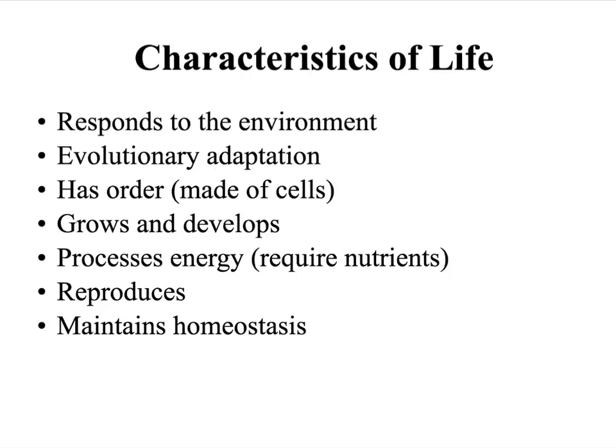The second characteristic is evolutionary adaptation. That's something that has to happen over a long period of time, but basically it just means that it will change over a period of time. Third characteristic is that it has order, and in this case that basically means that it's made of cells. The fourth one is that it grows and develops, so not only gets bigger, but that it changes and matures over time. Next is that it processes energy or requires nutrients. The next one is that it reproduces, and so basically just that it can make more. And the last one is that it maintains homeostasis. So if something gets out of balance, then it will try and correct itself. So like your body, when you get too hot, your body does something to try and cool it off, which is sweating. If you get too cold, your body does something to try and warm it up, which is shivering.